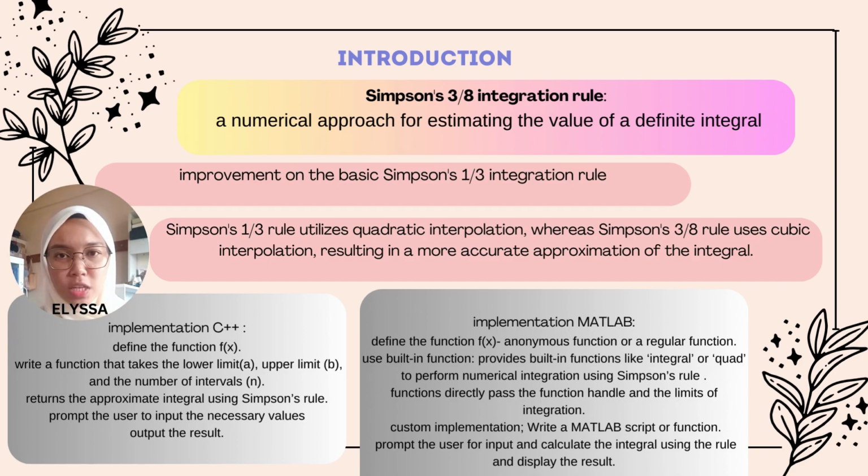For the C++ implementation, the first step is to define the function f(x), which is the function that we need to integrate. The second step is to write a function that takes the lower limit a, the upper limit b, and the number of intervals n. The third step is to return the approximate integral using Simpson's rule, prompt the user to input the necessary values, and find the output of the result.